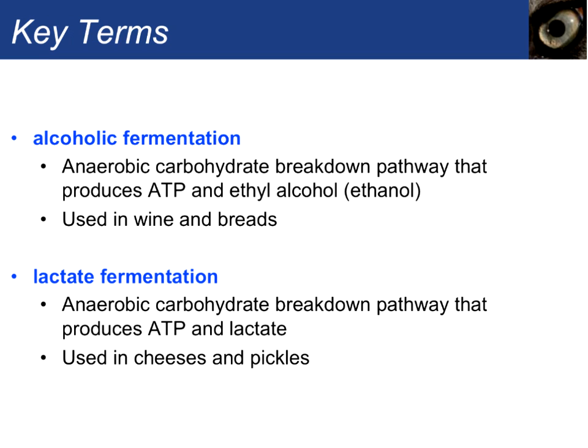So alcoholic fermentation is an anaerobic carbohydrate breakdown pathway that produces ATP and ethyl alcohol. So this is ethanol. This process is used in wines and breads, whereas lactate fermentation is the anaerobic carbohydrate breakdown pathway that produces ATP and lactate. So this is the process used in cheeses and pickles. This is also the process used in our muscles when they don't have enough oxygen when you're exercising.